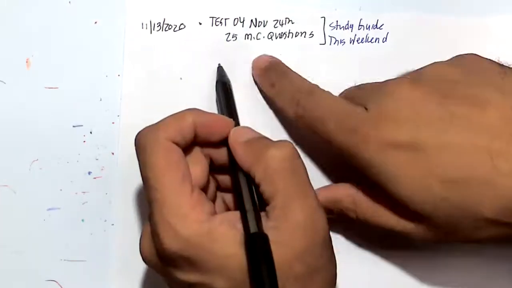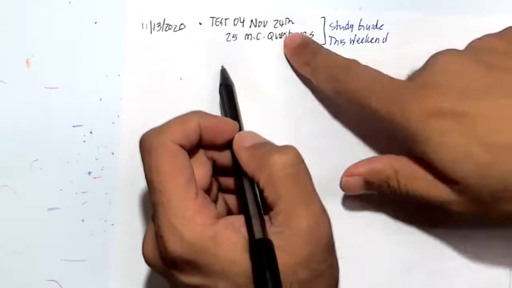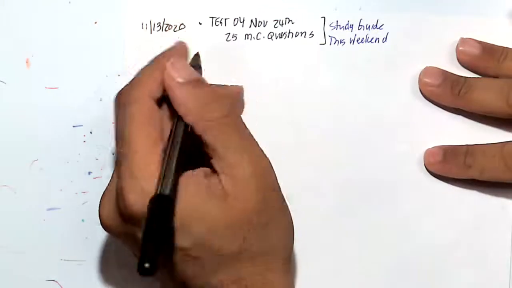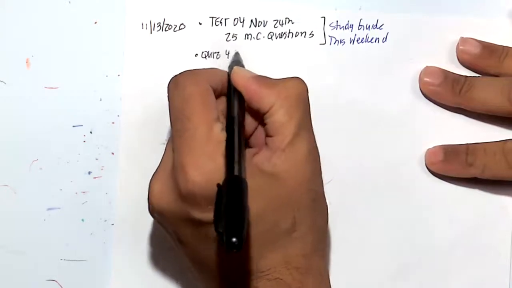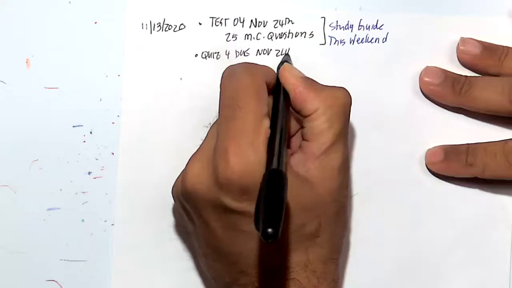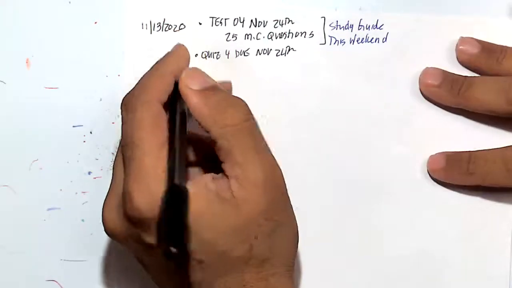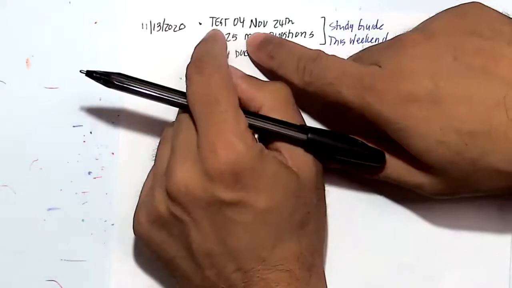So test 4, 25 multiple choice questions. Study guide this weekend, and it's just 25 multiple choice questions. We have quiz 4. That's going to be due November 24th. Okay, last day of class, the same day as your exam. The test is not cumulative.